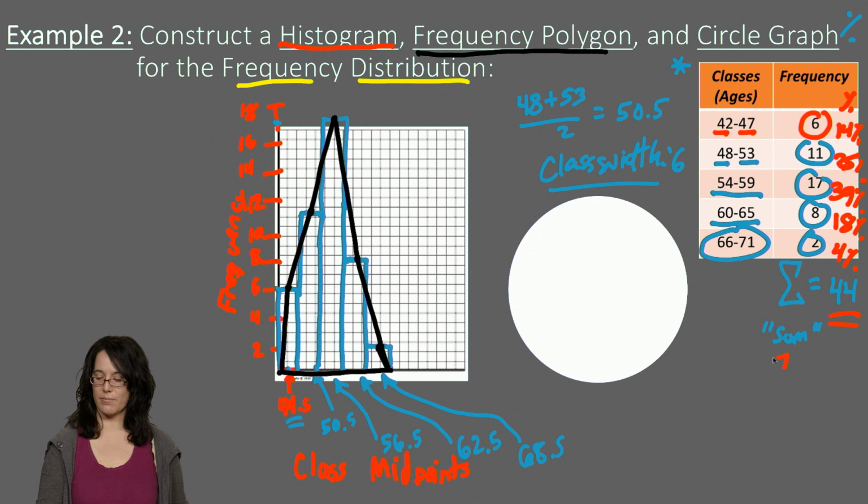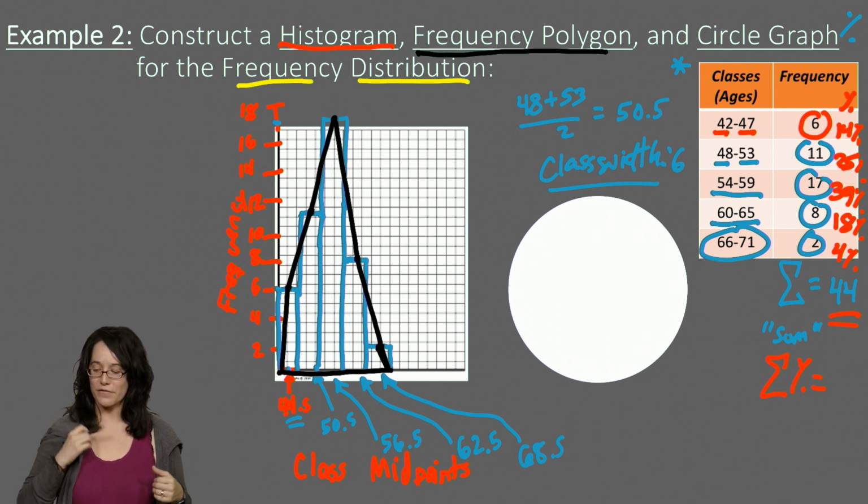Now, what should the sum of your percentages be? What do you think they should add up to? Yeah, that's right, 100. So when you add 14 plus 25 plus 39 plus 18 plus 4, you should in fact get 100%. Okay, so you can verify that.